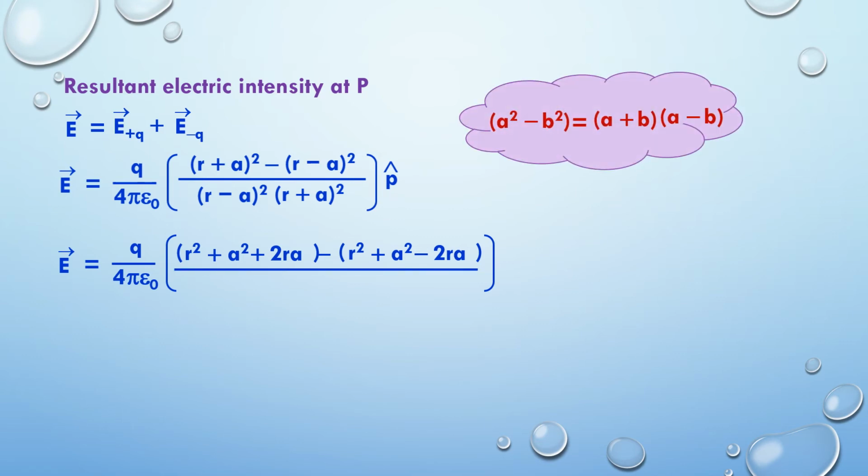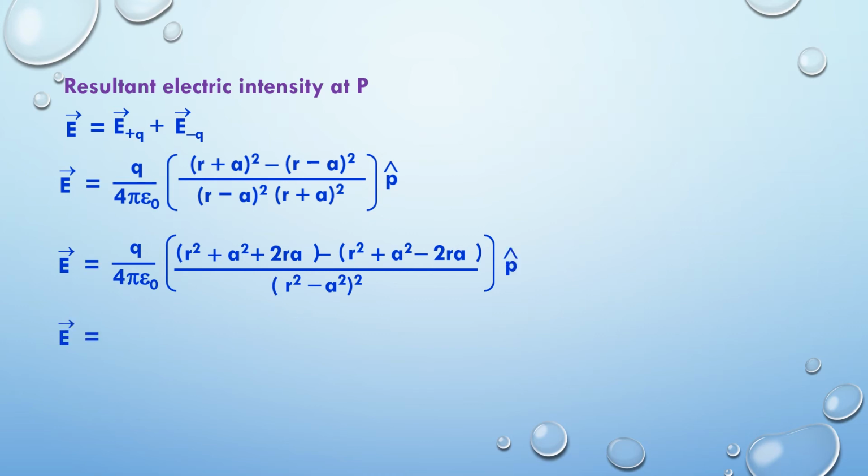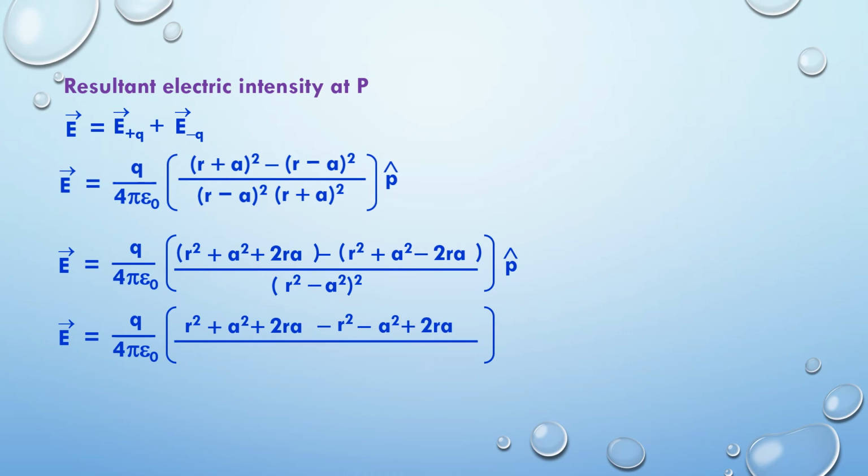upon, we know a squared minus b squared is equal to (a plus b) into (a minus b). This is also the same form, (a minus b) into (a plus b), which results into (r squared minus a squared) the whole squared into vector p. Hence electric field is q upon 4 pi epsilon naught into r squared plus a squared plus 2ra minus r squared minus a squared plus 2ra upon (r squared minus a squared) the whole squared into vector p.